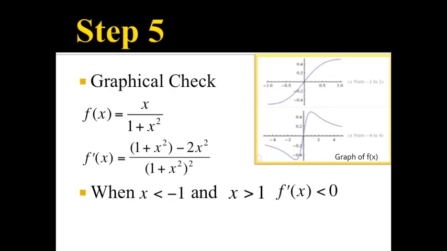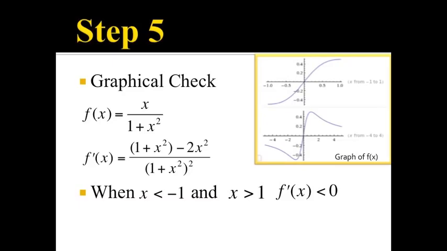Now let's do a quick graphical check. F of x is plotted in the top right corner. And you can see there is a minimum when x is equal to negative 1, and a maximum when x is equal to 1. And f prime at a min and a max is equal to 0. So that verifies our critical points.